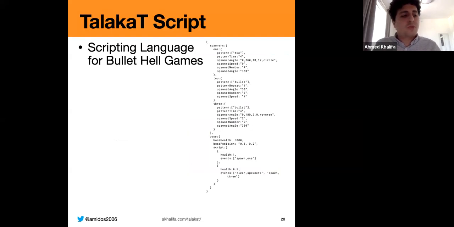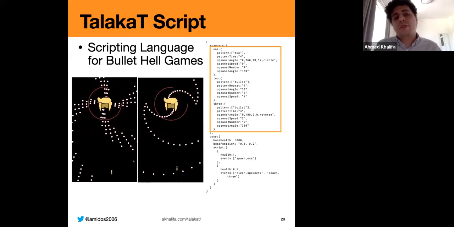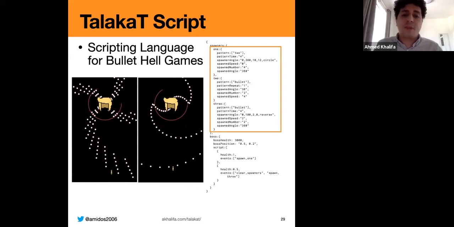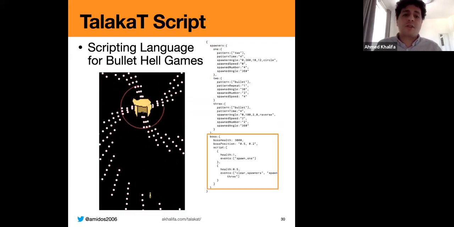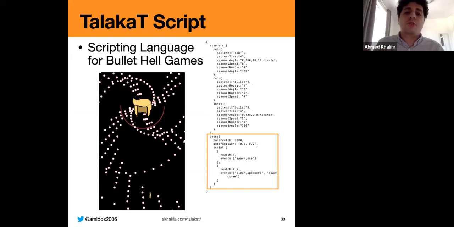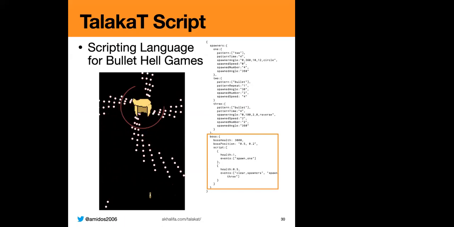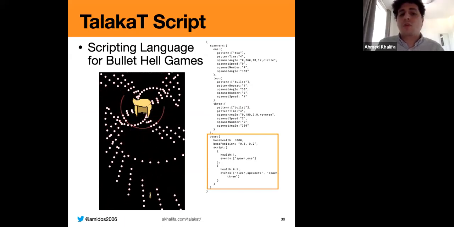We also wanted a way to describe how these levels look, so I designed a scripting language called Talakat, which means bullets in Arabic. That scripting language is simple and consists of two parts. The first part is called the spawners, which defines how the bullets interact and move in space. The second is called the boss section, and it only identifies how the boss uses these spawners over the course of the level: when it spawns them, where it spawns them, and whether it needs to delete any of the old spawners.